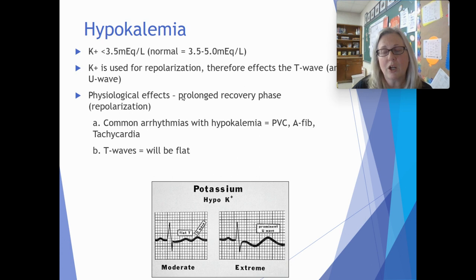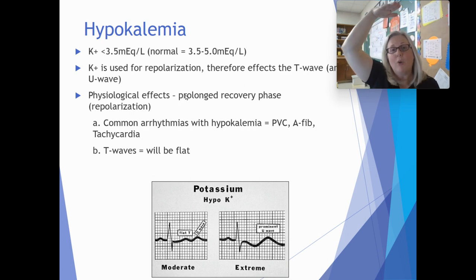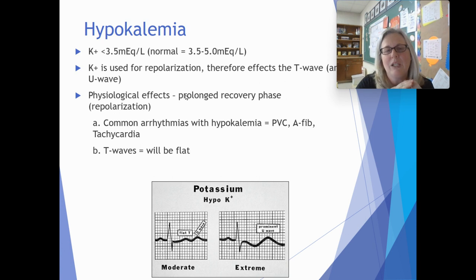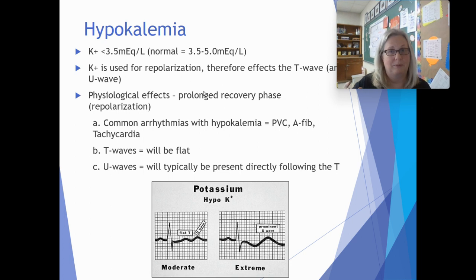Your T waves are going to be flat. So in hyperkalemia, they were really tall. In hypo, they're going to be the opposite. They're going to be flat. It's going to be hard to see them, if you see them at all. And there might be a U wave. If we follow the alphabet, P, Q, R, S, T, U would be right after the T wave. So if you see an extra wave there, it's going to be the U wave.